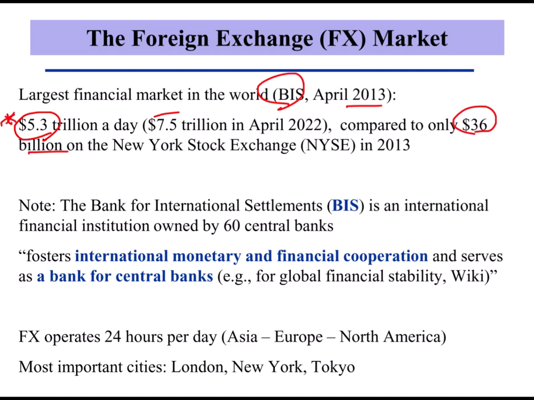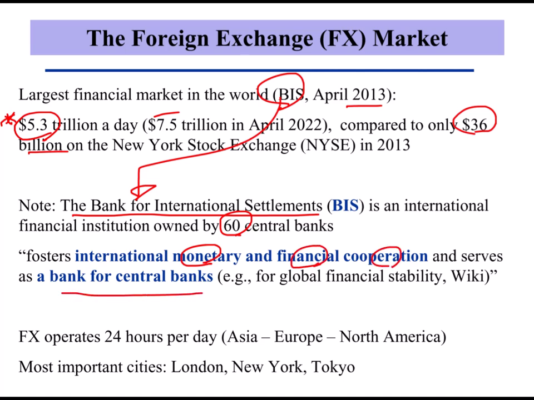What is BIS, by the way? BIS is the Bank for International Settlements. It's an international financial institution owned by 60 central banks. It fosters international monetary and financial cooperation and serves as a bank for central banks. So, a bank of the central banks. And they try to maintain global financial stability.